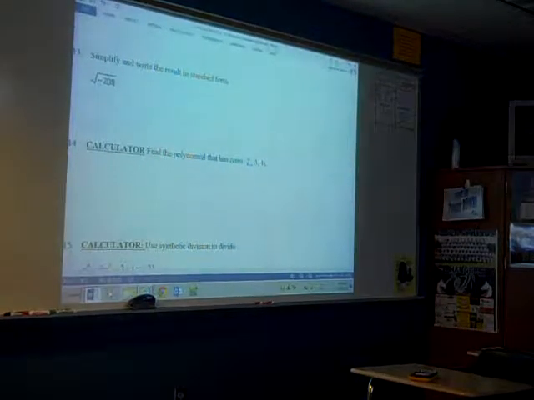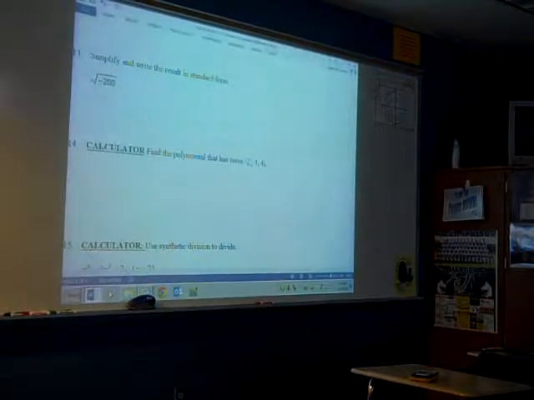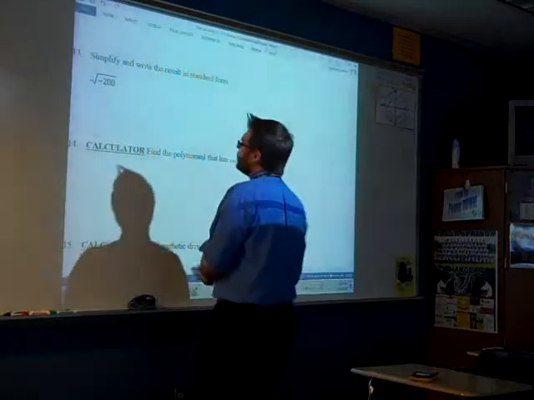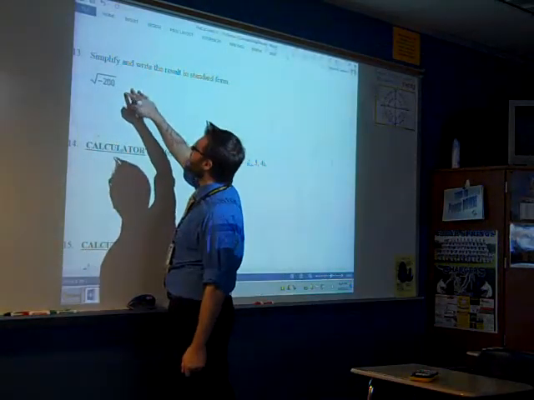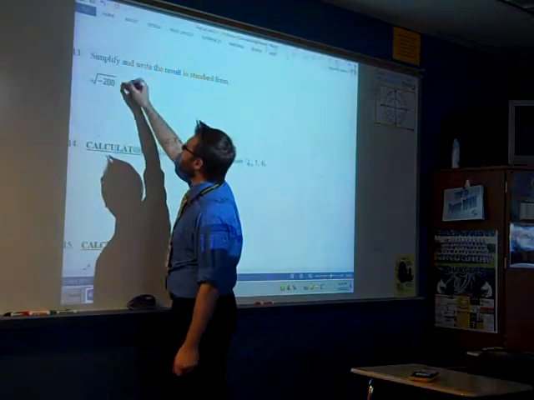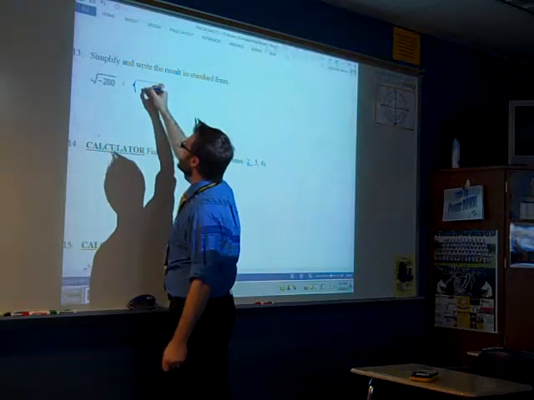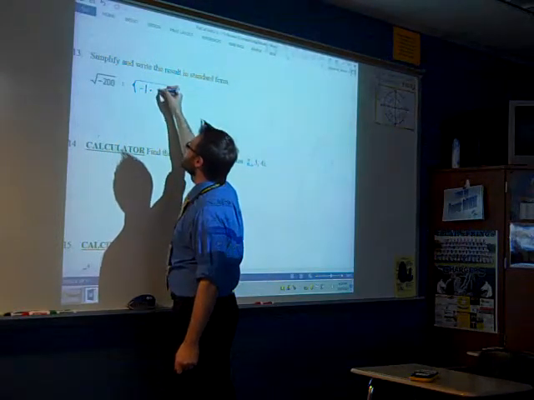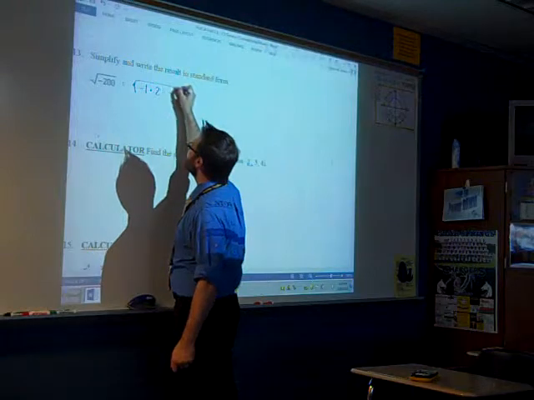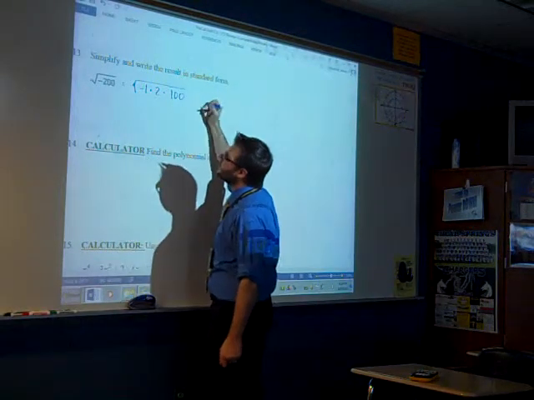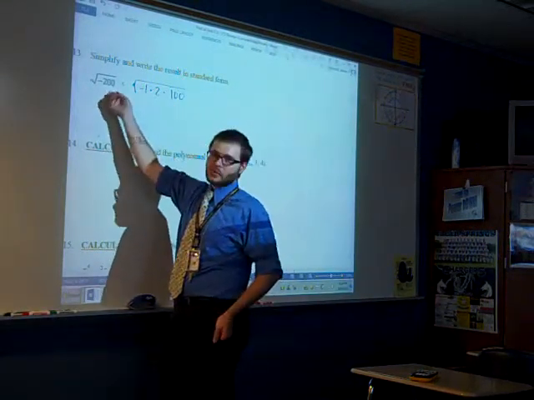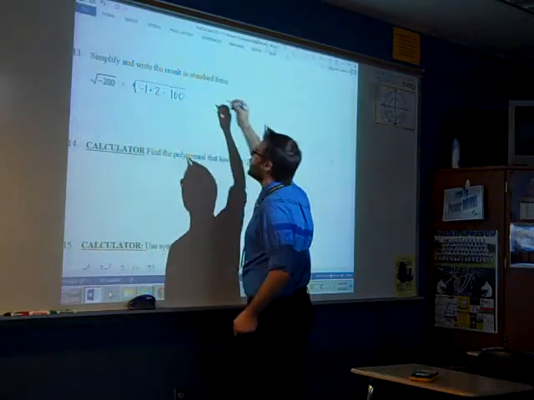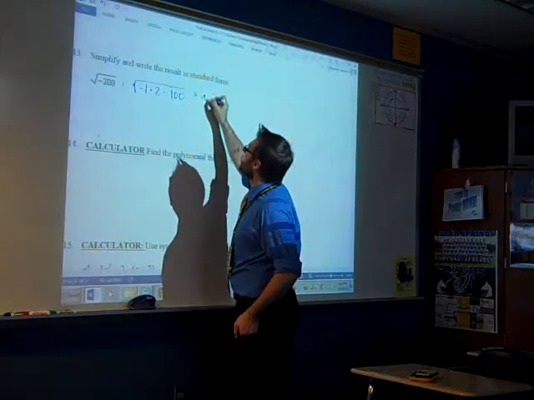Okay, time for 13 and 14. 14 says calculator, but calculator doesn't always help you. For 13, you're just going to simplify this. You want to rewrite this as square root of -1 times 2 times 100. Why did I use 100? Because I know that 100 can be square rooted. It's a perfect square. So we would say square root of -1.